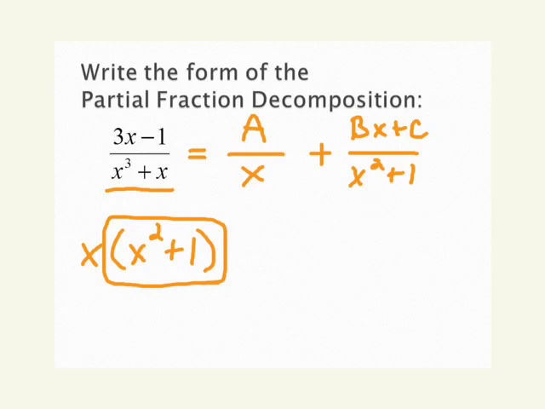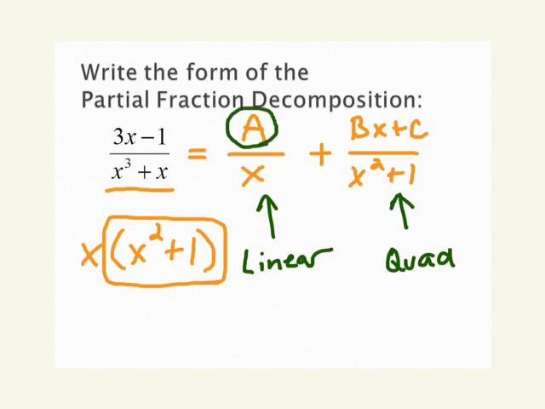But this is a great example to show us the difference between a linear denominator and a quadratic denominator. And again, a linear denominator will have a constant numerator, and a quadratic denominator will have a linear numerator.